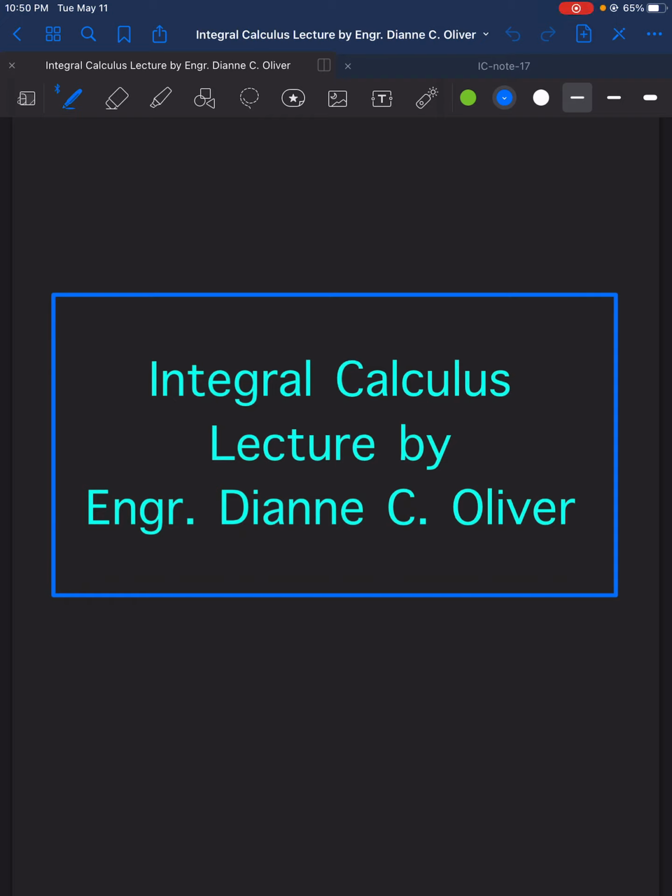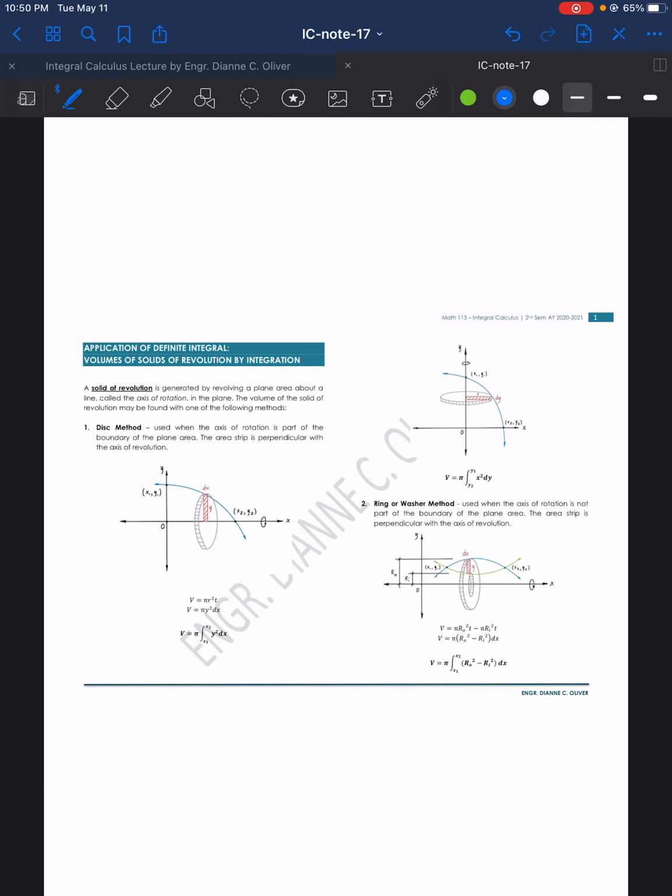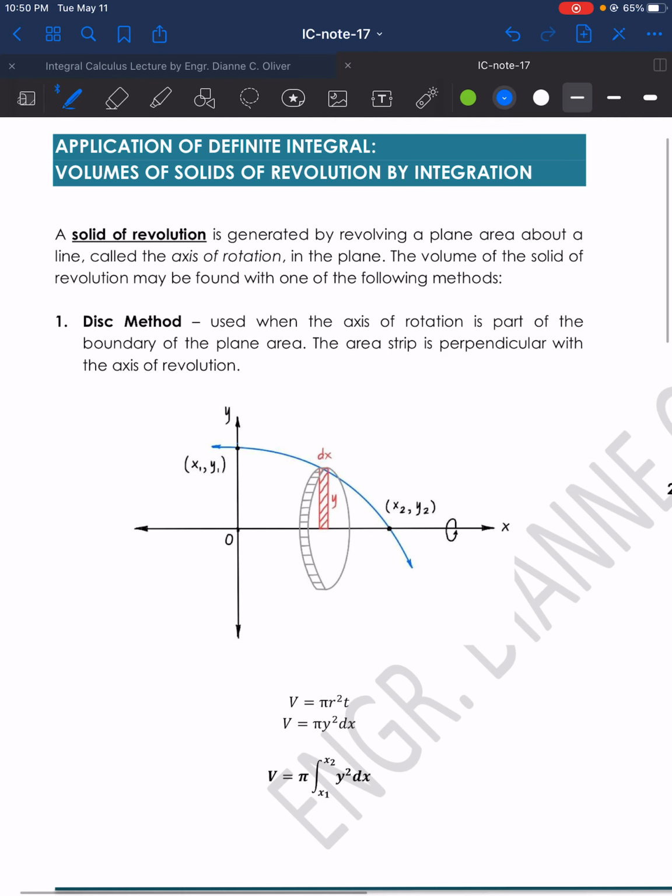Now let's continue with our lecture video in integral calculus, now with the topic: application of definite integral, volumes of solids of revolution by integration. A solid of revolution is generated by revolving a plane area about a line called the axis of rotation in the plane. The volume of the solids of revolution may be found with one of the following methods.